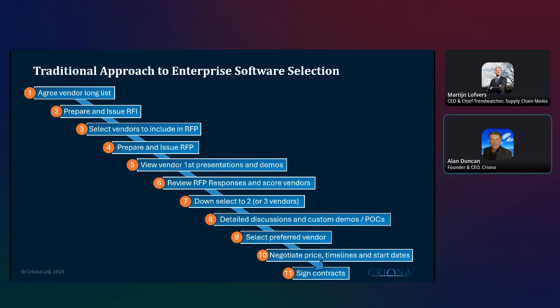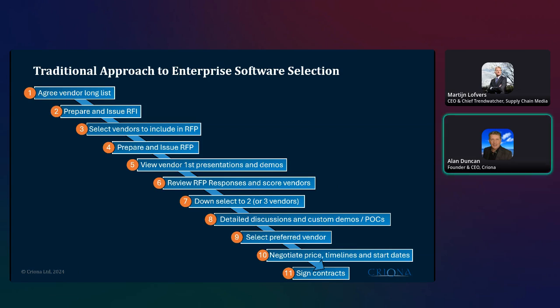So let me just answer your question. The traditional approach, and I know this because I spoke to Gartner in Barcelona last month, they confirmed that typically this is the approach that they will recommend that you follow to select your enterprise software. It doesn't matter whether that's an ERP or planning or TMS or WMS or any visibility tools. Broadly speaking, these 11 steps.